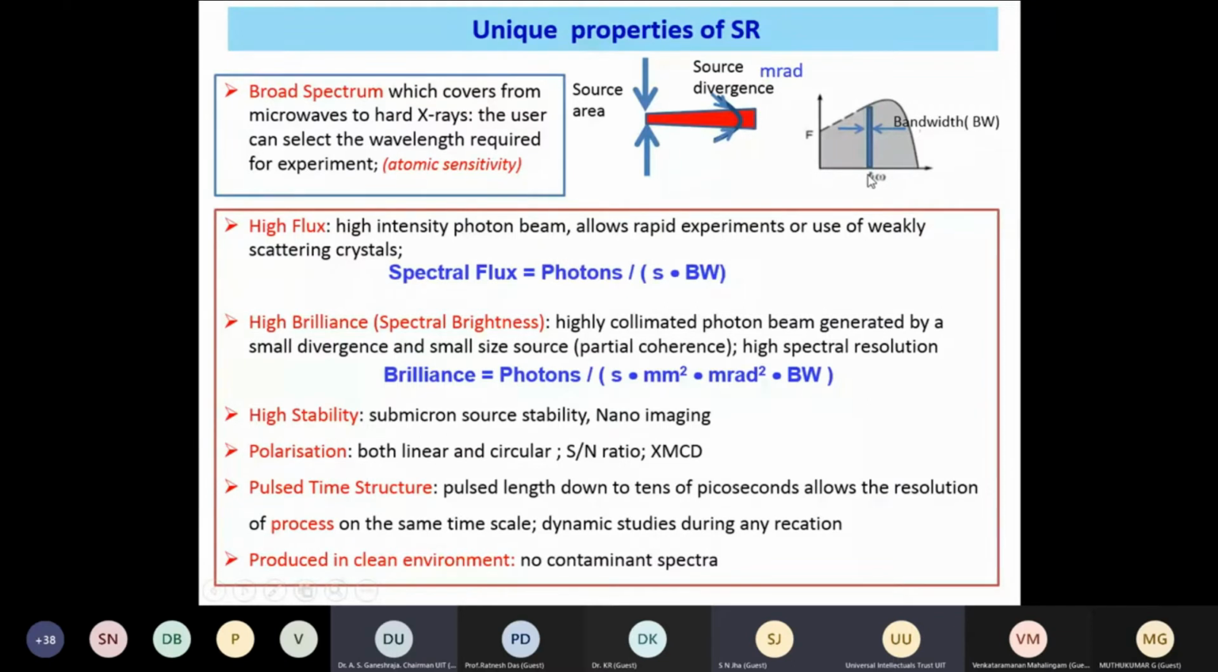And then it has a high brilliance. That means the spectral brightness is very high. So a highly collimated photon beam is generated, with a small divergence from the source and with a small size of the source.